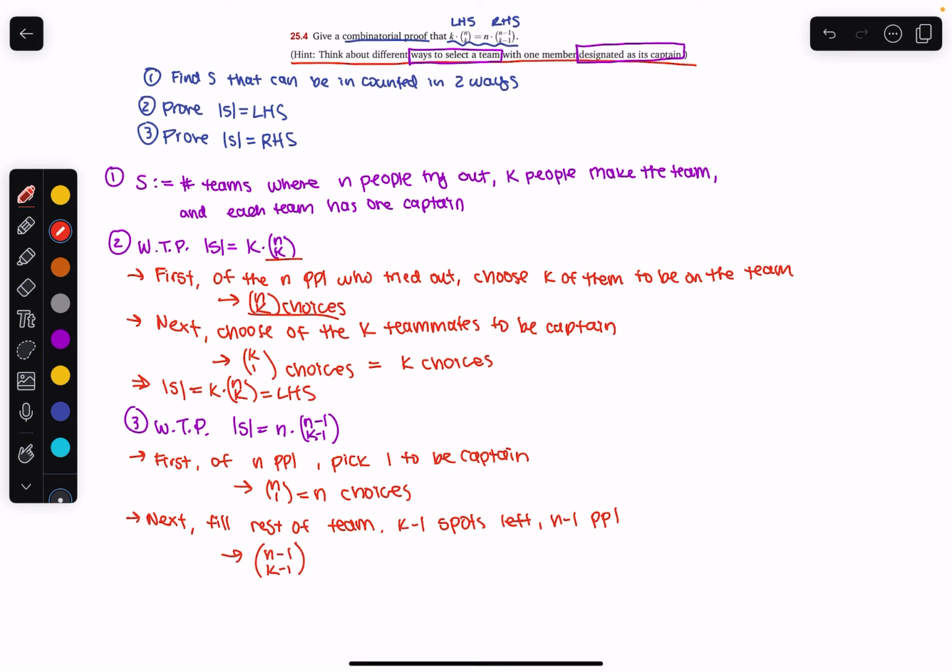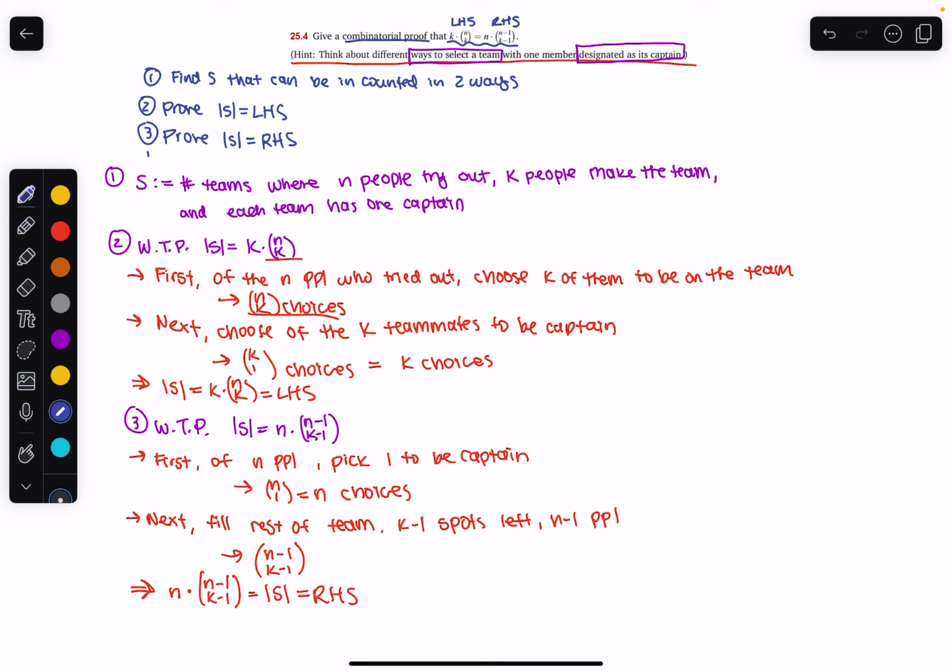By the same logic we used before, we can use the multiplication rule here. So we multiply these two terms we just got, and that gives us n times n minus 1 choose k minus 1. That's equal to the size of S. We just explained exactly how we counted it. That's equal to the right-hand side.